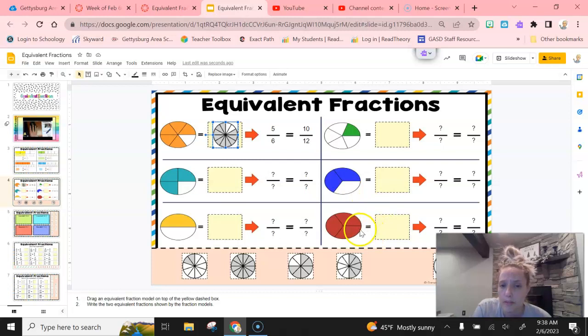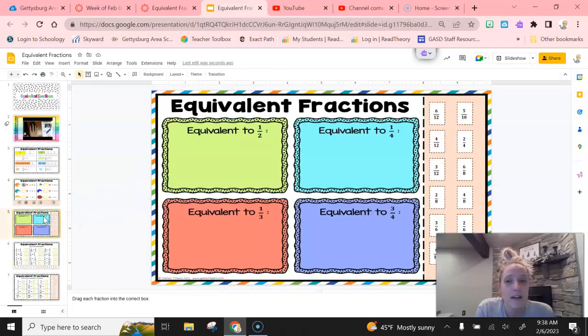Okay, this one should be very easy because it's 1 whole. Okay, all right, next slide. It is saying you're going to sort these fractions over here on the right. So you're going to look at it and say, is this equal to 1/2? It would go in the green, 1/4 in the teal, 1/3 in the coral or red, and 3/4 in the purpley color.